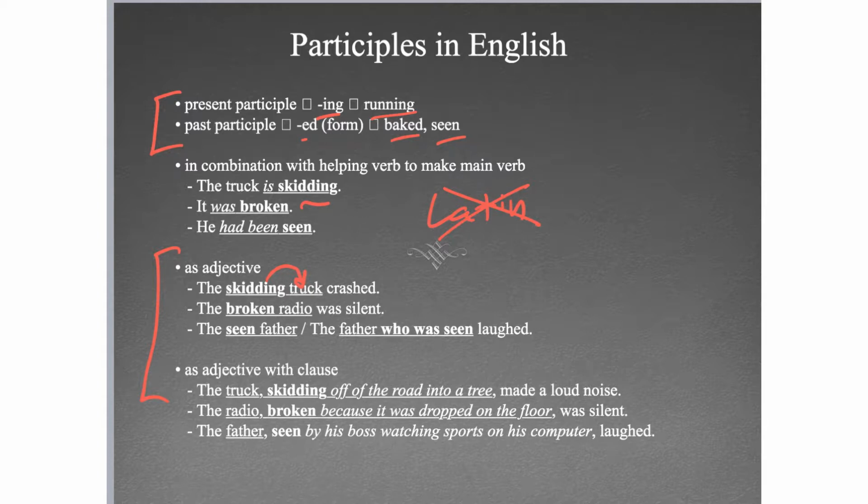The broken radio was silent. All right, so same thing, right? Broken is an adjective describing the radio. You could say the big radio, or you could say the broken radio. Big is a straight adjective. Broken is a participle, meaning it is an adjective, but that adjective is formed from a verb. And then, to some extent, the most awkward in this form, the seen father. We wouldn't really say that commonly, so I included an alternate form. The father who was seen laughed.